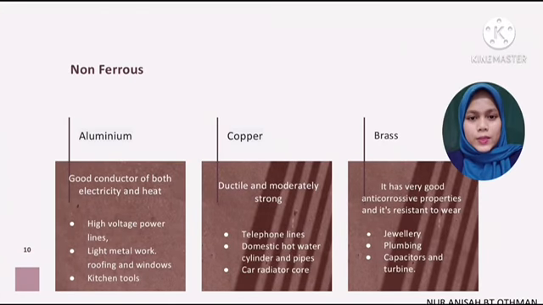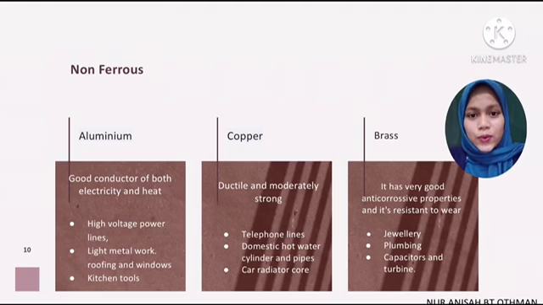Aluminium is a good conductor for both electricity and heat. It can be used for high voltage power lines, light metal work, roofing and windows, and also kitchen tools. Next, we move to copper, which is ductile and moderately strong, and can be used in telephone lines, domestic hot cylinder water, pipes, and also car radiator cores.